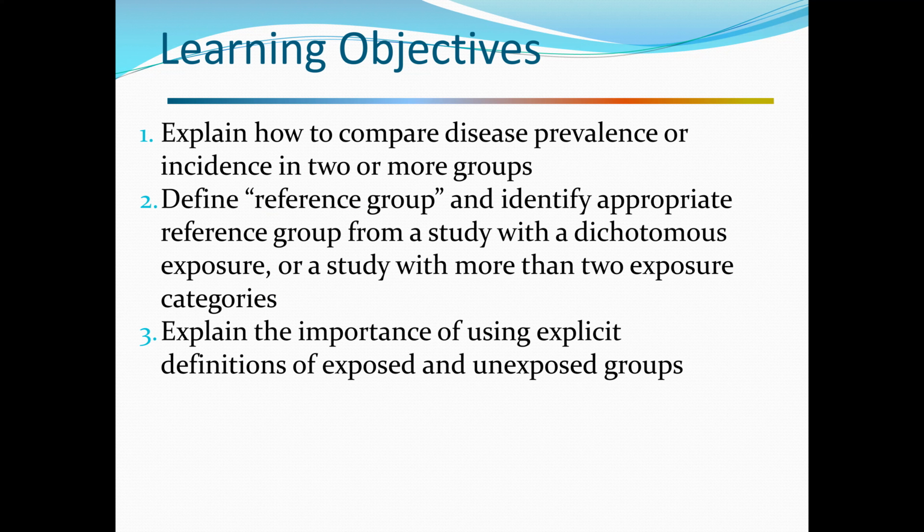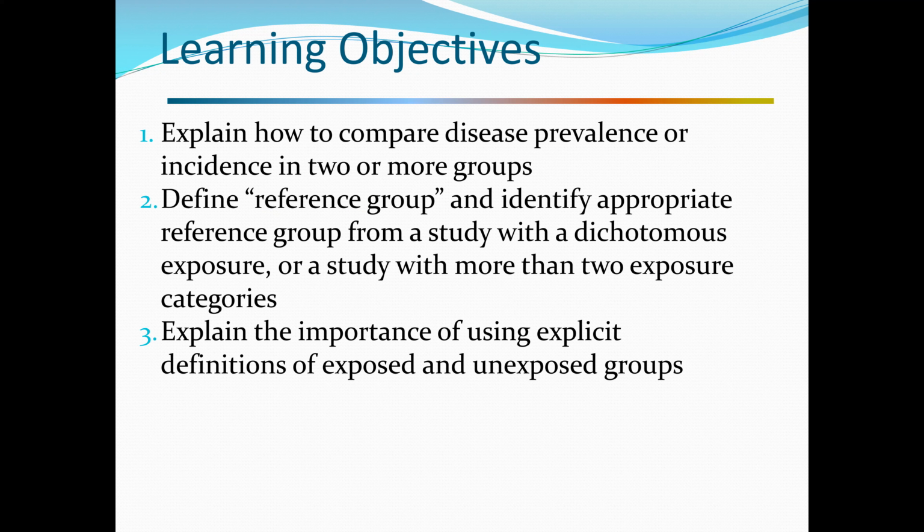Also, we are going to define the reference group and identify an appropriate reference group from a study. In a study with more than 2 exposures, we have the dichotomous exposure, which is two exposures, true or false, etc. Also, we're going to explain the importance of using explicit definitions of exposed and unexposed groups.